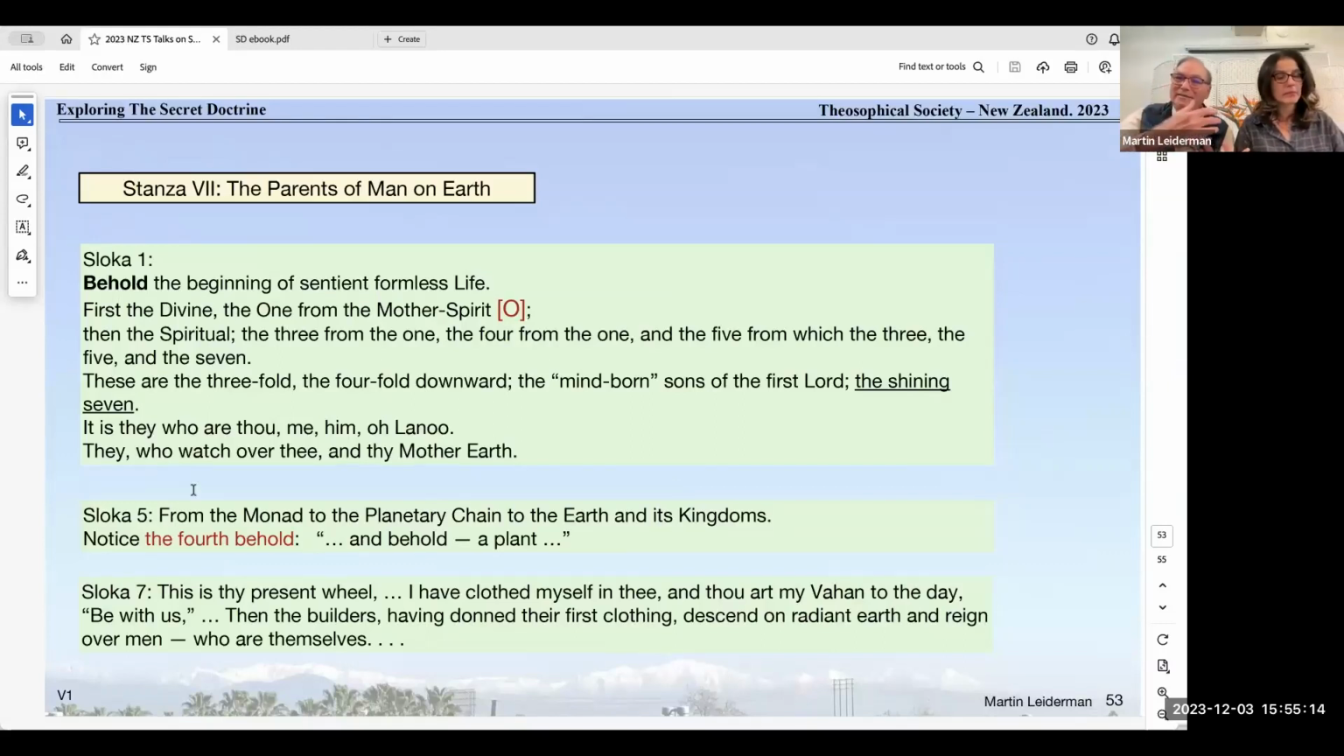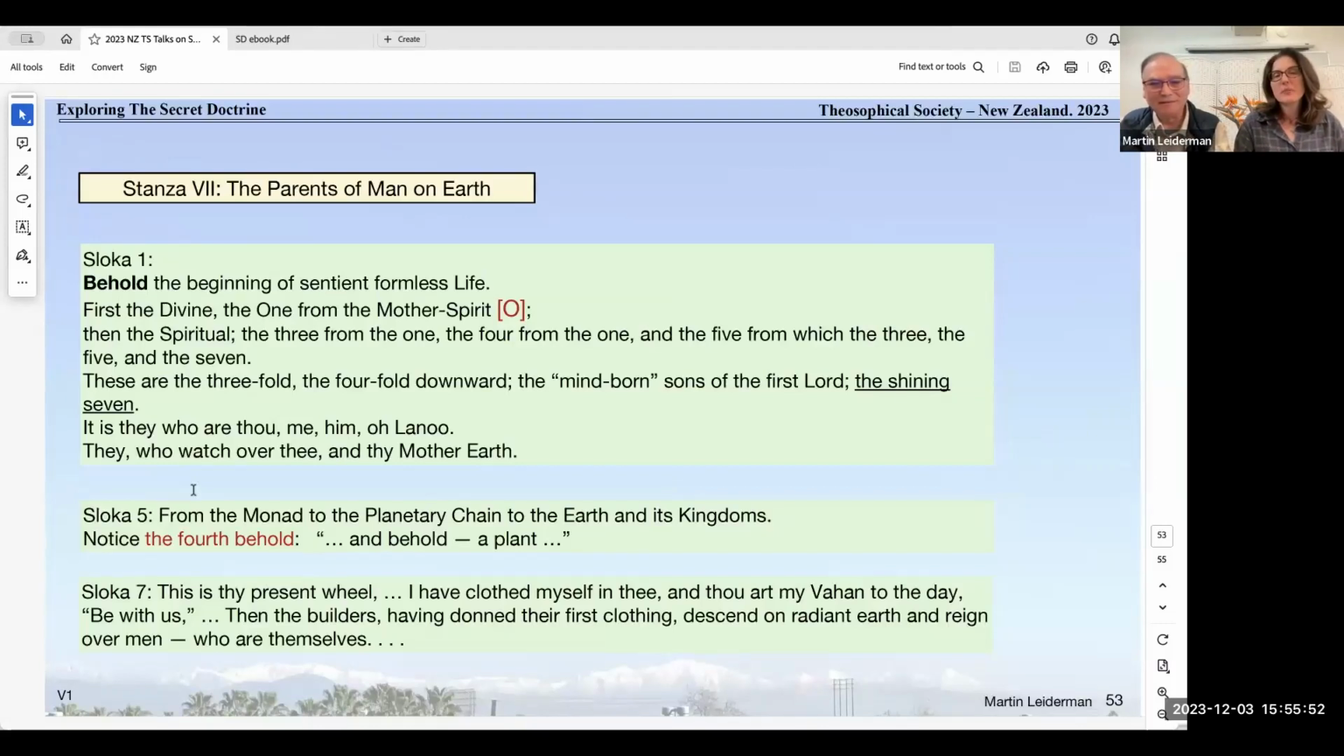Sloka 5 takes us from the structure of the universe in sloka 1, now to the monads, the kingdoms of nature, the kingdoms of the universe put together. Remember, the universe has these 2 elements, a skeleton, the structure of the universe, the fabric of the universe, which is 7-fold, with planetary chains where we do our evolution, and the monads traveling, she called it pilgrimage. And then the 7 is the last one. "This is thy present wheel." This is the planet Earth.